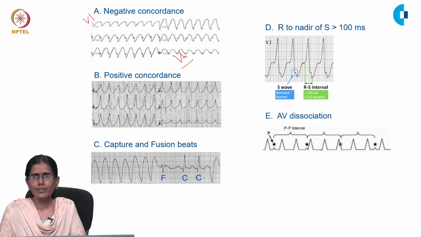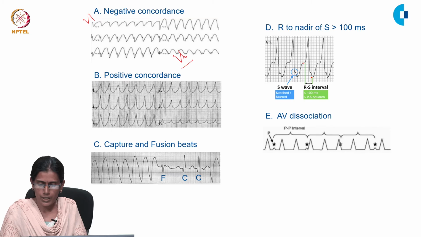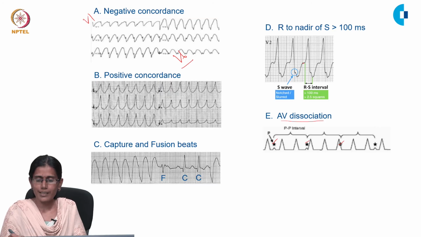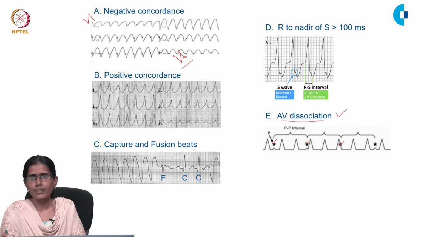So, what are the contributing factors? You look for AV dissociation. You must be knowing the terminology. The star says atrial activity. So, these are the atrial activations. And these are the QRS complexes caused by ventricular activation. There is no relationship between atrial activity and ventricular activity. Atrium is contracting on its own and the ventricles are contracting on their own. If it is there, it is diagnostic of VT.